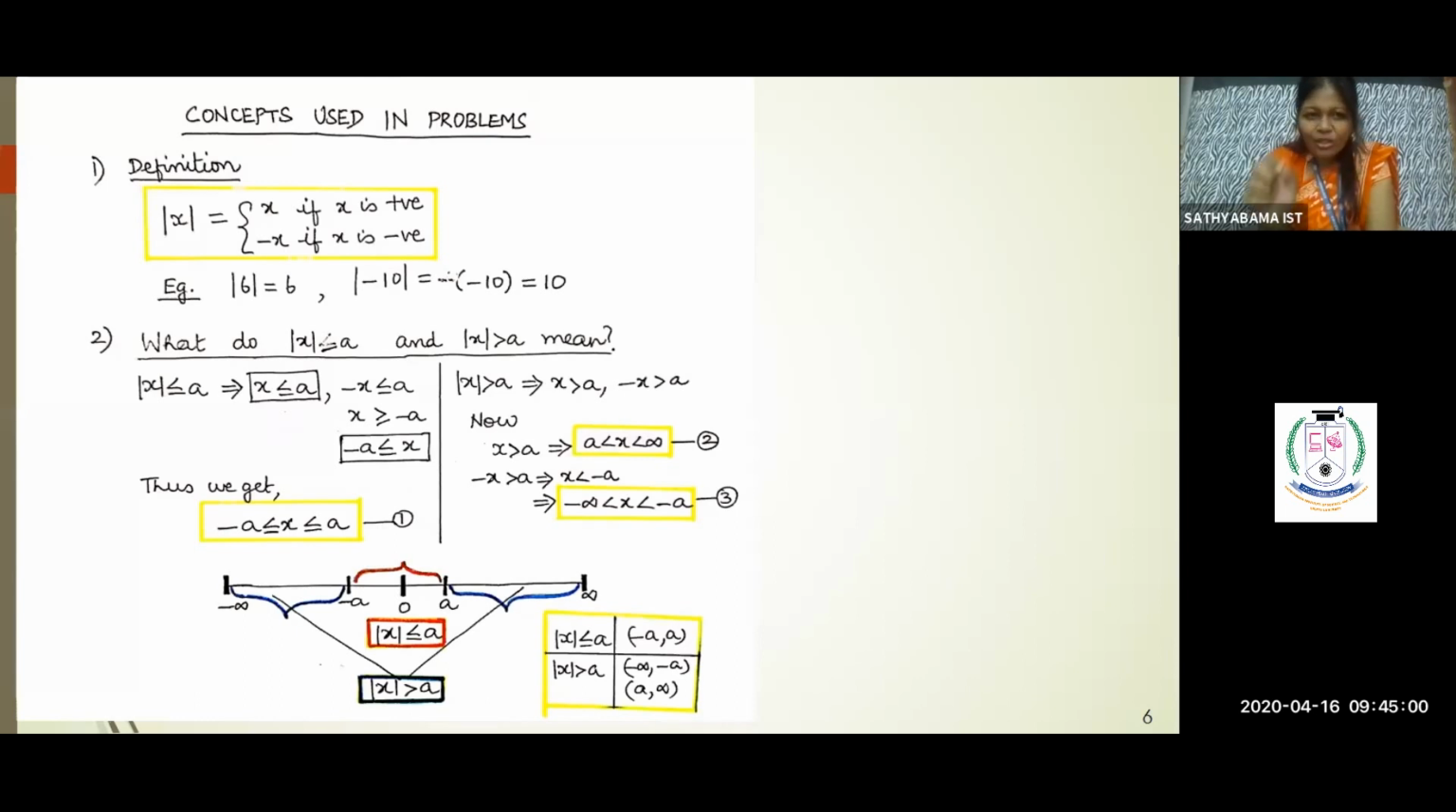Modulus of x is x only if x is greater than 0. Okay, now look at the other example. What is modulus of minus 10? It is minus of minus 10. Why are you doing this? To make it positive, isn't it?